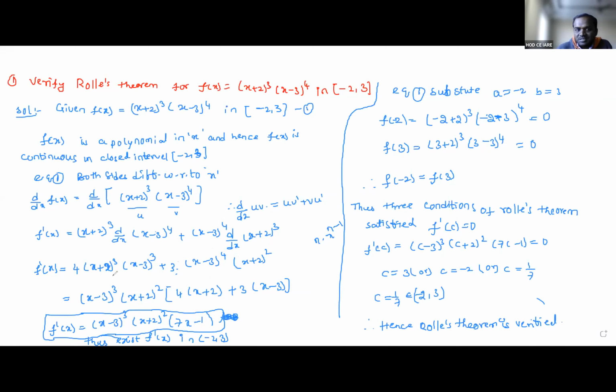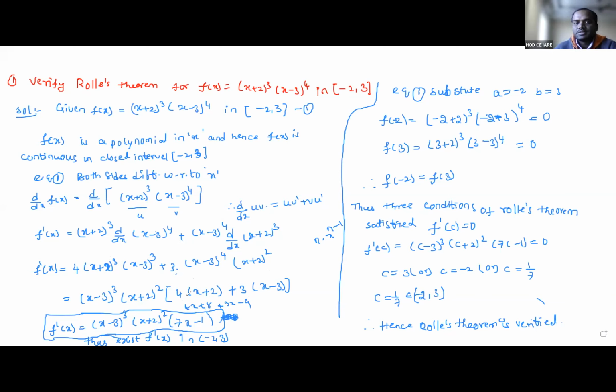In this expression, we have the common terms (x minus 3) whole cube and (x plus 2) whole square. These two terms we take common. The remaining terms are 4 into (x plus 2) plus 3 into (x minus 3). Opening the brackets, 4x plus 8 plus 3x minus 9. So adding the x terms, we get 7x, and 8 minus 9 is minus 1.